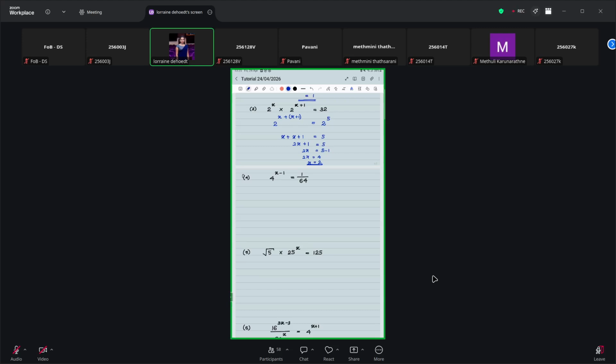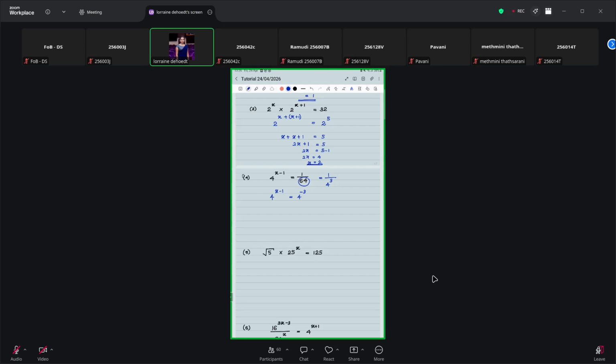Yeah. In here, 4 to the power x minus 1. You can rewrite 64 as 4 to the power 3. But in here, the 4 to the power 3 is in the denominator, and we need to get it as a numerator term. When you move it to the numerator, you get the minus power. I think we discussed those things before the vacation, okay?